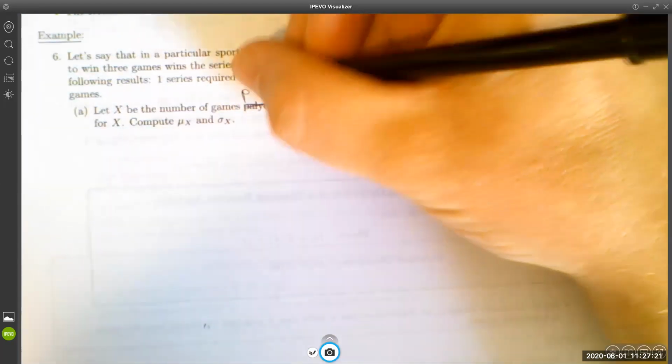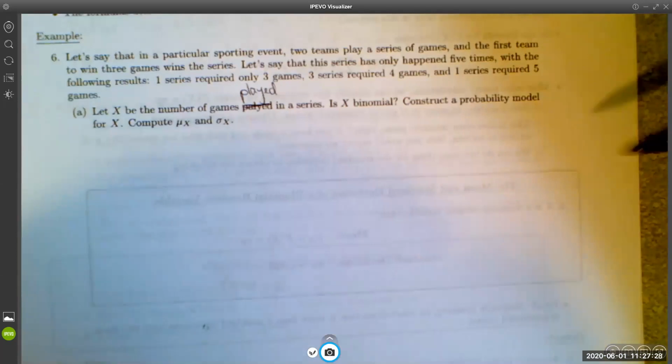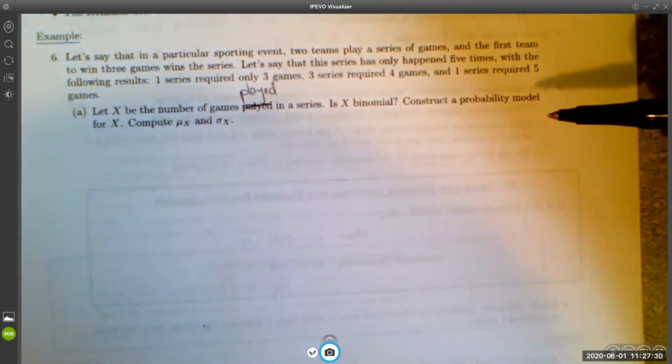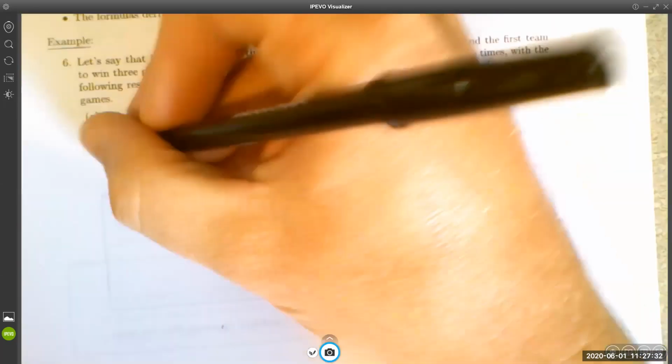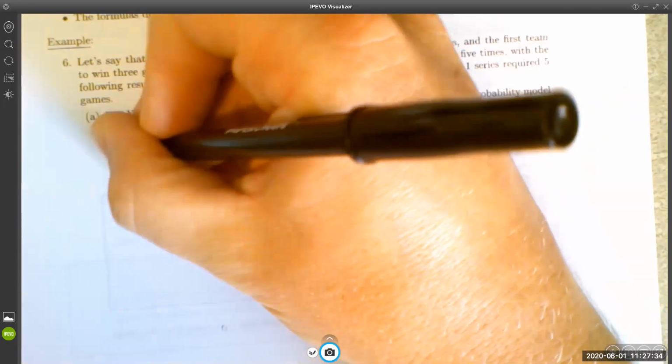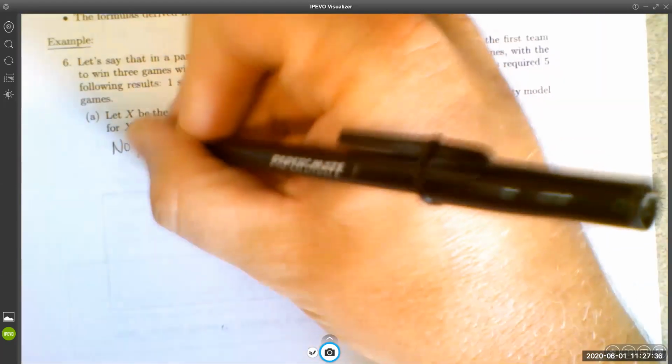That should say played. So let x be the number of games played in a series. Is x binomial? And the answer is no. Hopefully you recognize that x is not binomial.